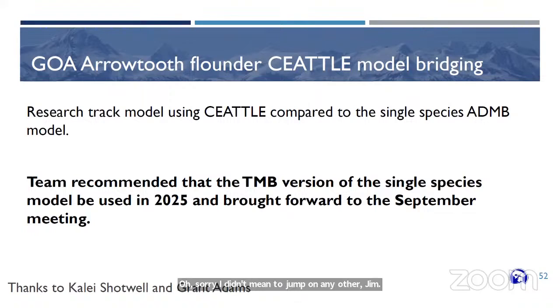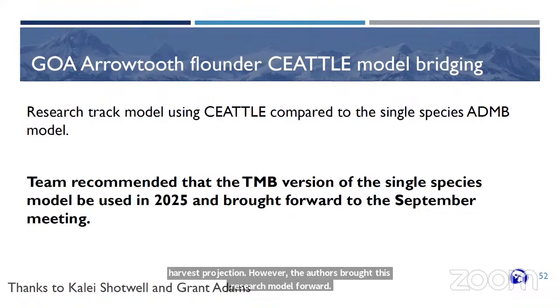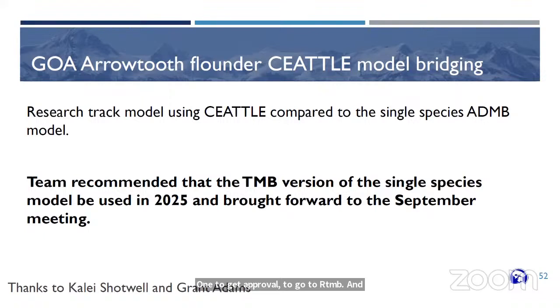The scheduled full/update assessment for Gulf Arrowtooth is 2025. This year it's scheduled to be a harvest projection. However, the authors brought this research track model forward, one, to get approval to go to RTMB, and then also to have the discussion on mortality and cannibalism and how to deal with that. So they've got some information now to move forward for their full model in 2025, and we'll bring it forward in September of next year.